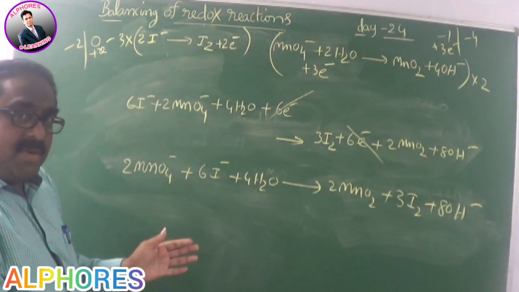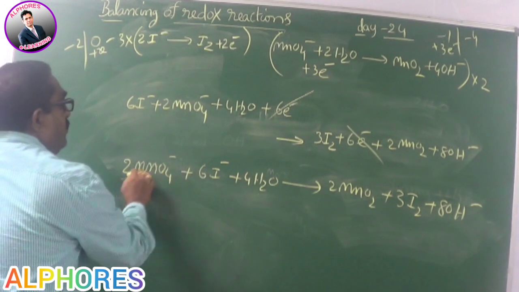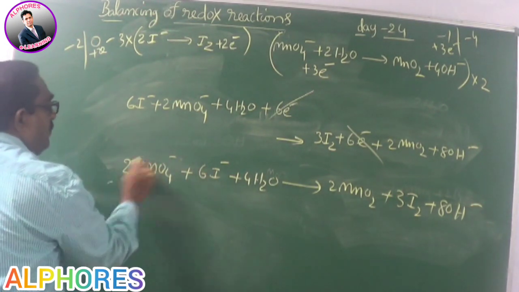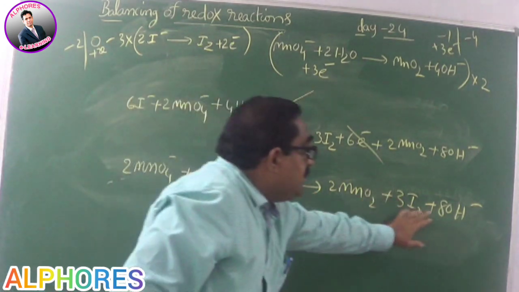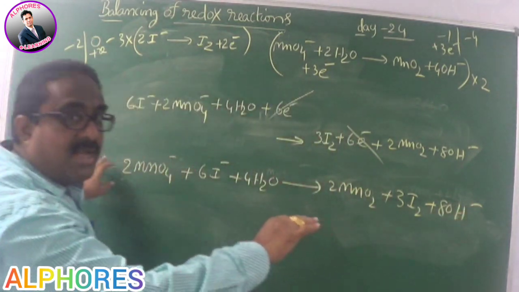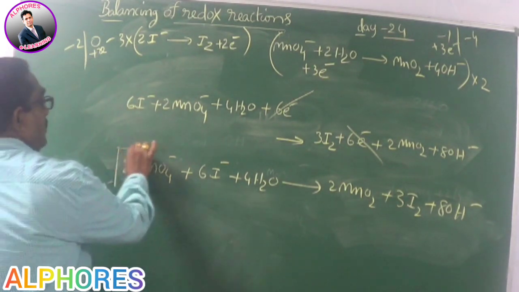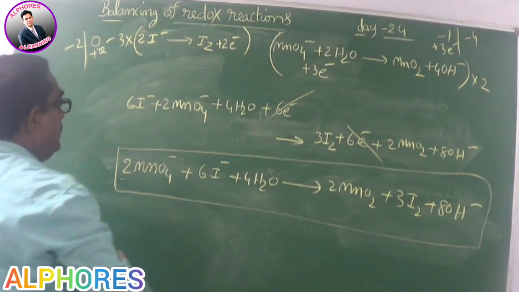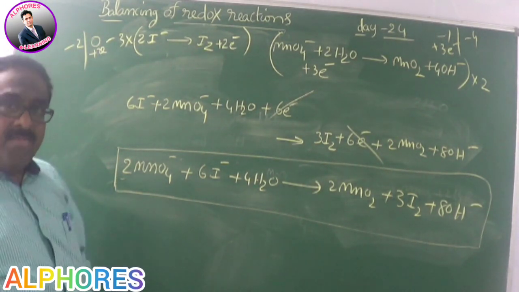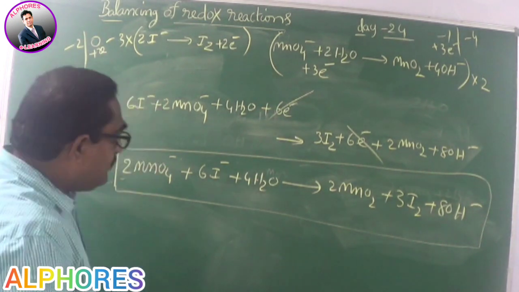Balanced. Now let me check the charges also. Minus 2, minus 6. Minus 2, minus 6. Total minus 8 on the left side. On the right side, 0, 0, minus 8. So charges are also balanced properly. So we can come to the conclusion that this is the final balanced redox reaction, which we did in basic medium with the help of the ion electron method.